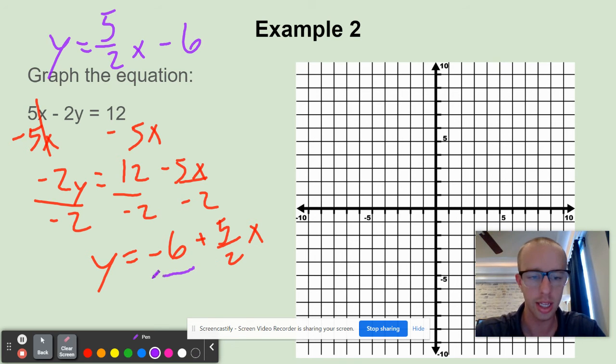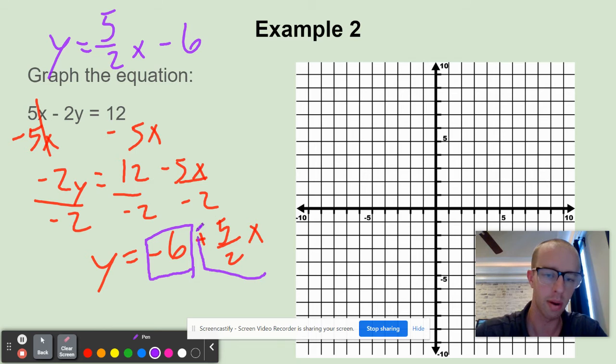I didn't change anything. I still have a minus 6. I still have a positive 5 over 2x. I just rearranged the terms. And now this looks like something I know how to graph.